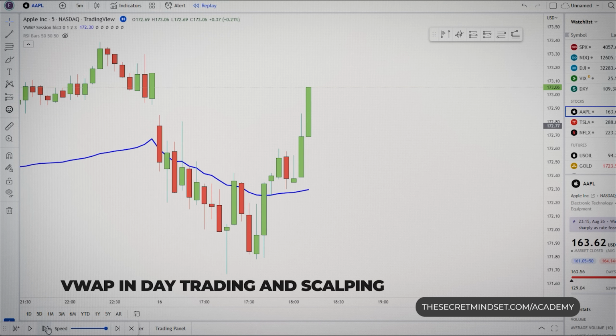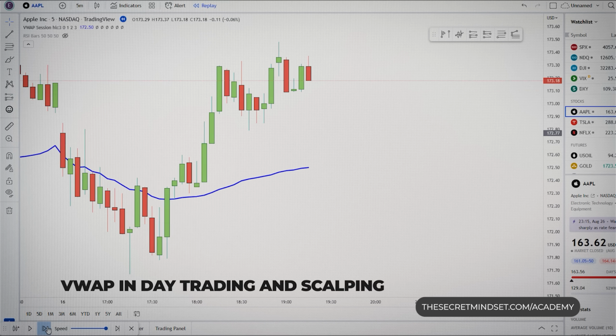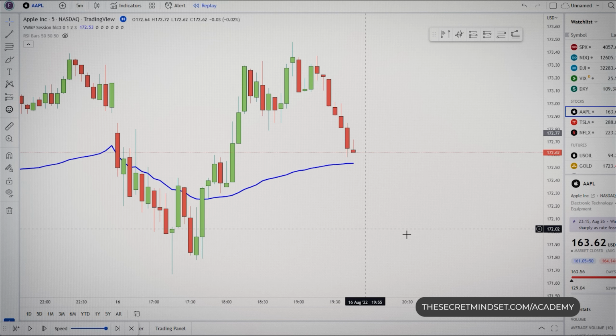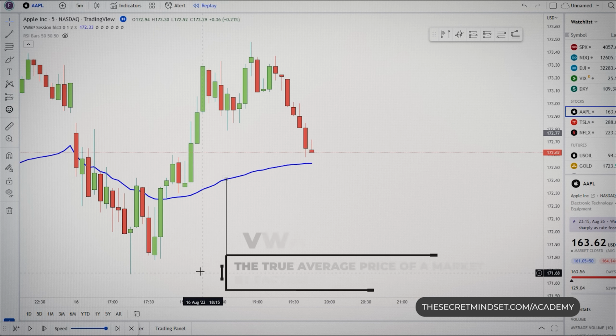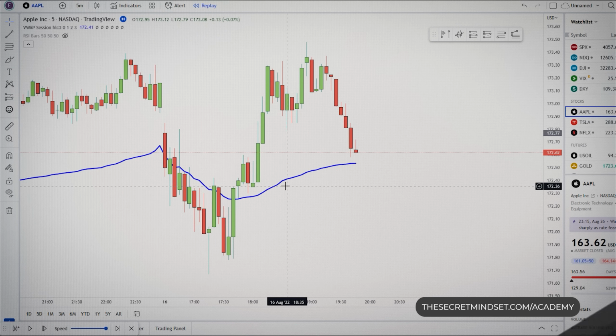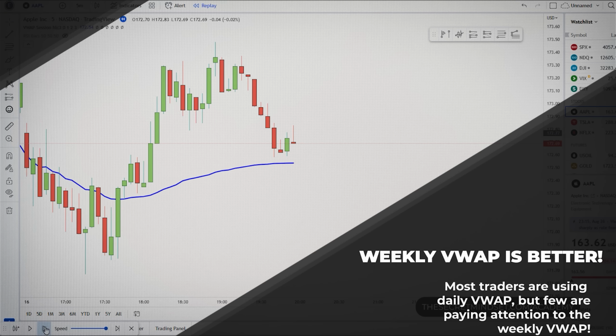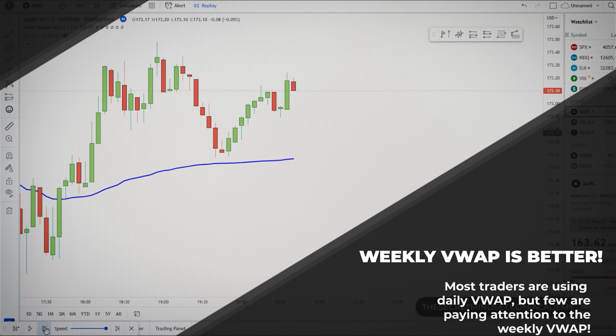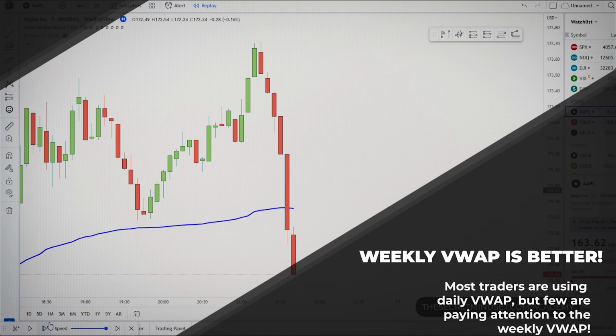A lot of traders are using VWAP in day trading and scalping, and it's a very useful tool because VWAP shows the true average price of a market by factoring the volume of transactions. Most traders are using daily VWAP, but did you know that you can also trade based on the weekly VWAP?